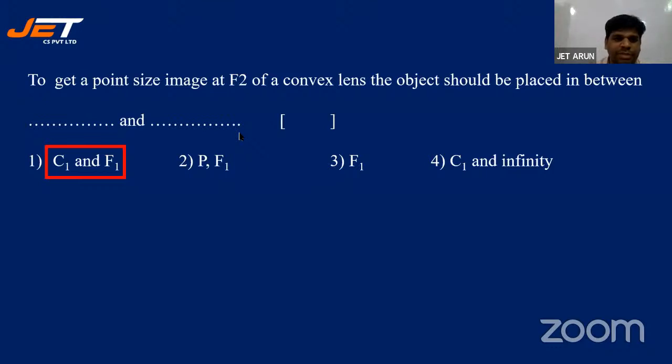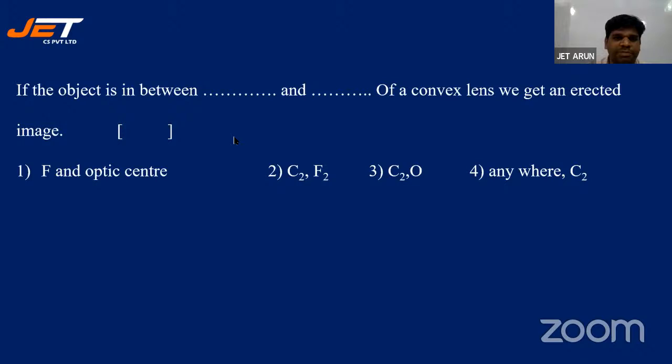All right, let's go for the next one. If the object is between dash and dash of a convex lens, we get an erected image. Dash and dash of a convex lens. When do we get an erected image, students? Okay, yes, Riya, Gayatri, yes.